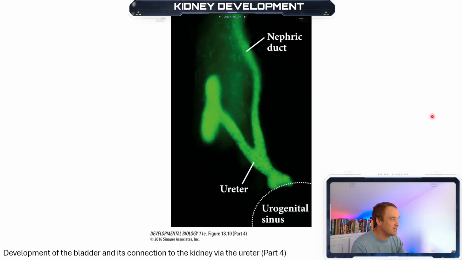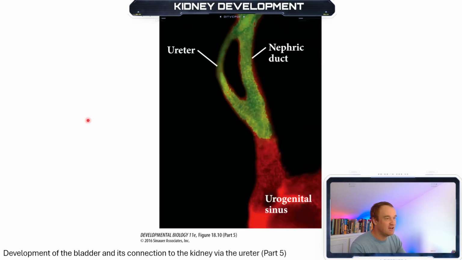So once we get to an 11-day embryo, you can see that we have the ureter and we have this reciprocal induction happening up here in the mesenchyme that's causing this ureteric bud to start forming this kidney with those condensed or coalesced cells from the mesenchyme.